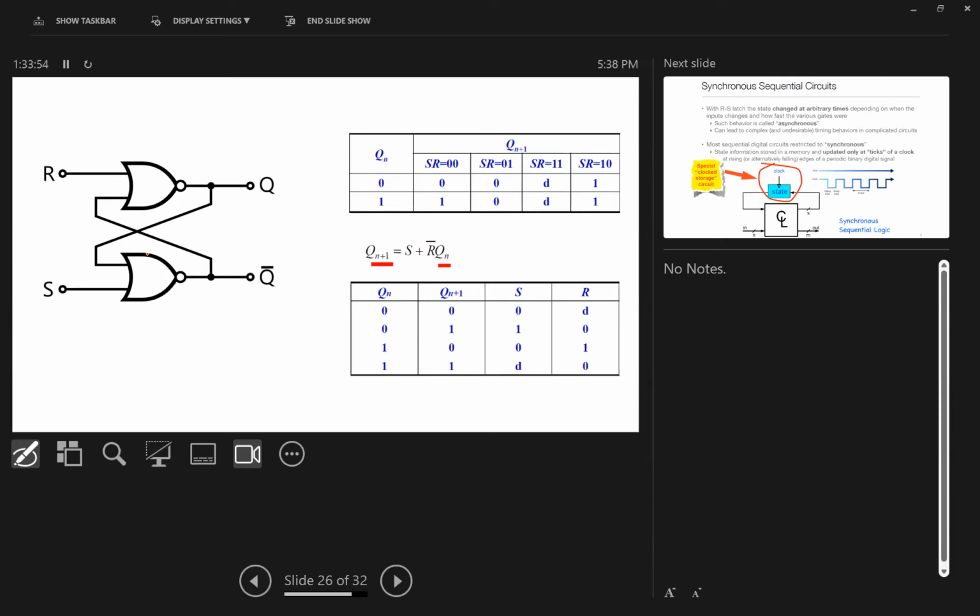Is it clear? So actually, because of this definition, we don't care about the case when R and S are both 1, because it has no sense.